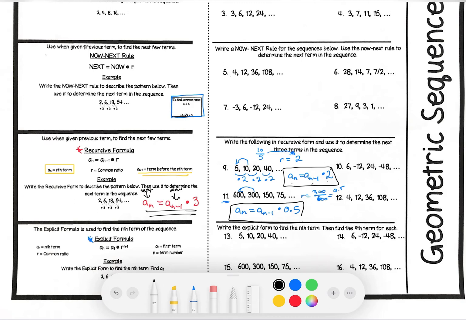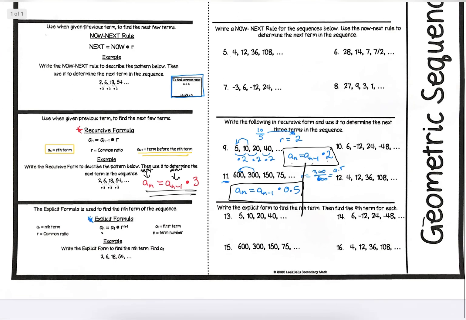We use the explicit form when we want to find the nth term of a sequence. Particularly, it can be as near or far away from the pattern that we see. So it could be the 20th term or the 50th term in the sequence, meaning the 50th number in the pattern, right? If we want to find that, then we're going to use this explicit rule, a sub n equals a sub 1 times our common ratio to the n minus 1. All right?